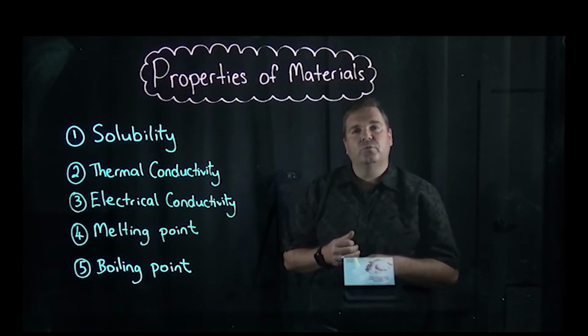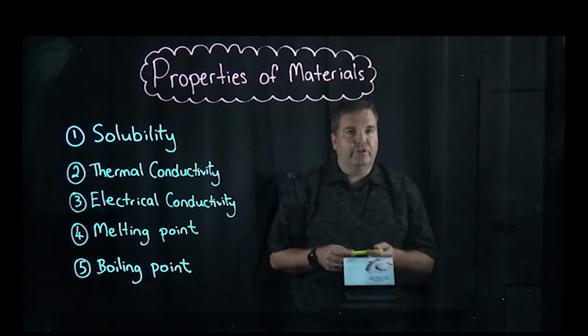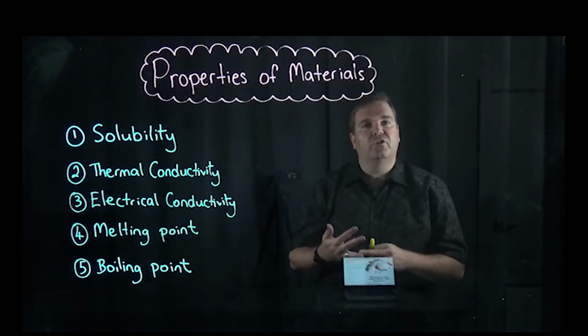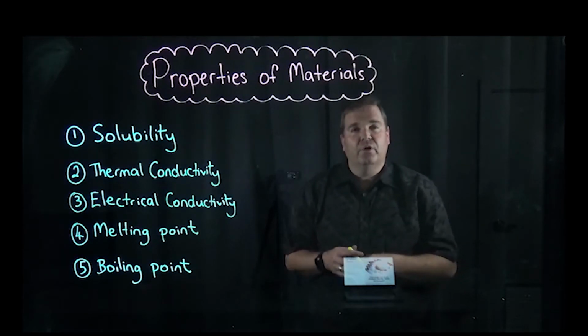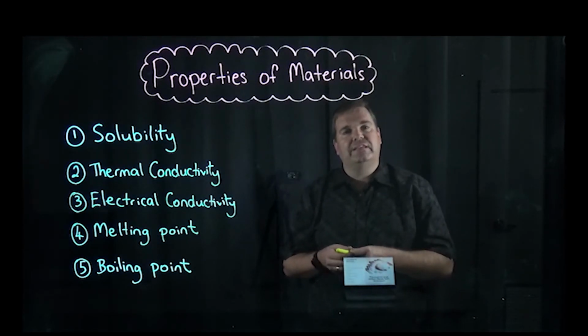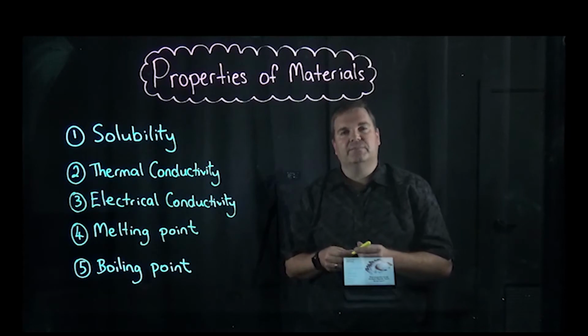This is going to be all about properties of materials. Now our world is made up of lots of different things. We have metals, we have non-metals, and the majority of our world is made up of composites, and those are things that are made up of other substances.